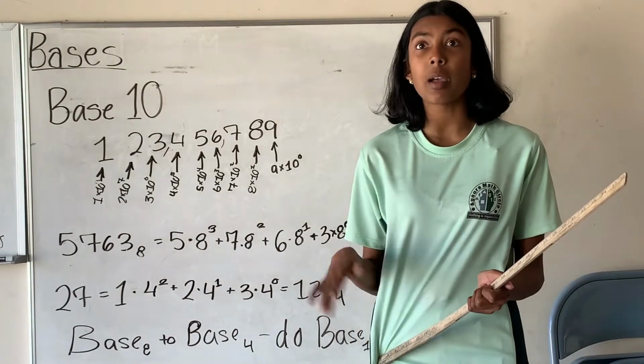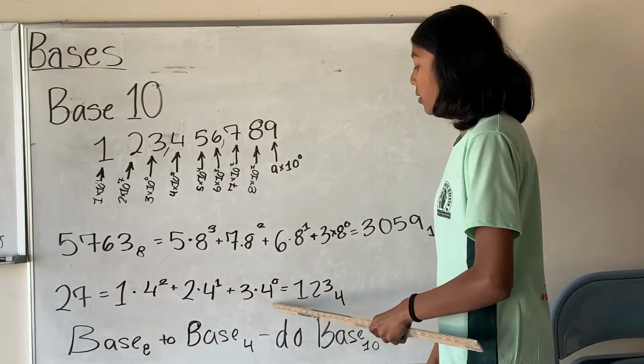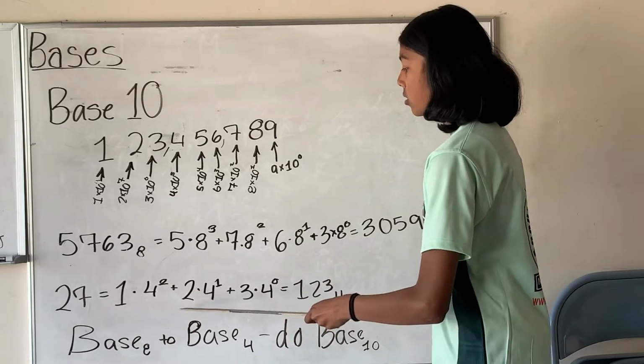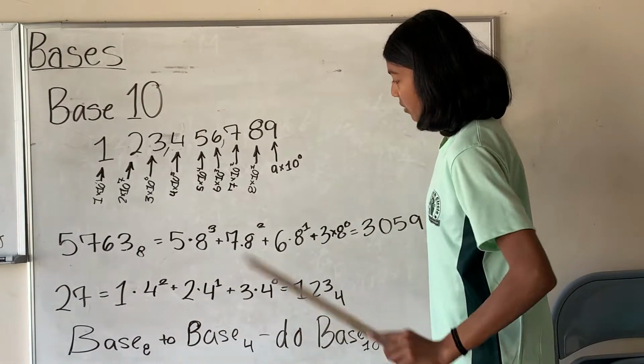So let's just multiply it by 4 to the 0, which is 1. So we do 3 times 1, which is 3, and we get 1, 2, 3. So 27 is 123 base 4.